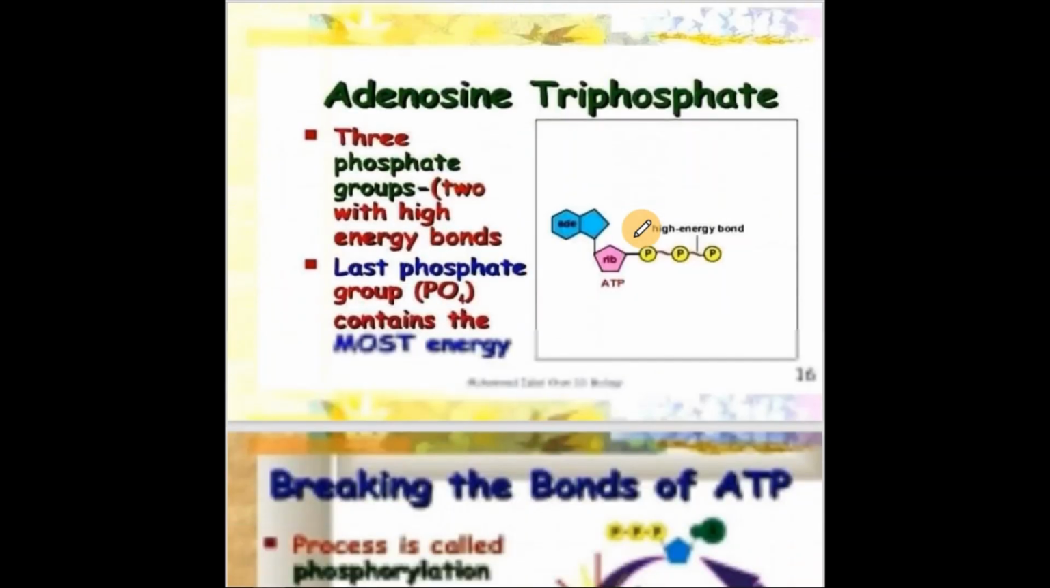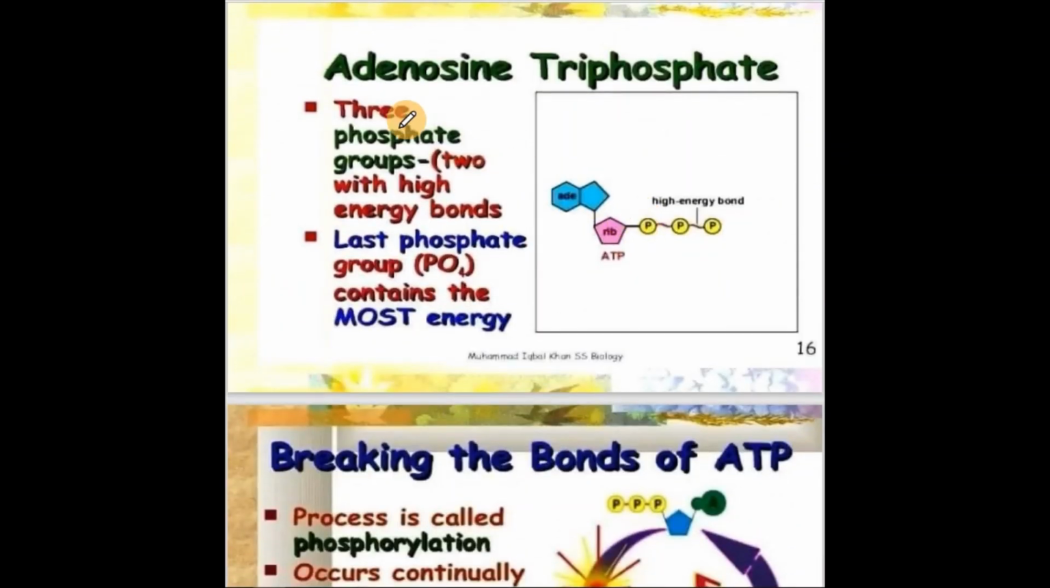So as we just discussed here, it has 3 phosphate groups. 2 of them have high energy bonds. Then the last phosphate contains the most energy. That is, the last phosphate has the highest energy upon hydrolysis. This bond has the highest energy. And this one also can be hydrolyzed to produce energy. But the energy strength of this bond, the last bond, is higher than that of this one.